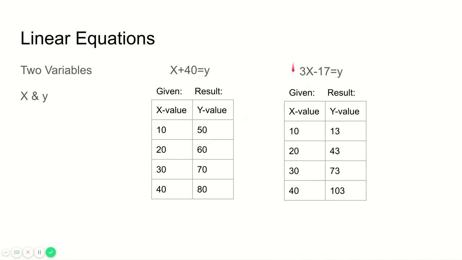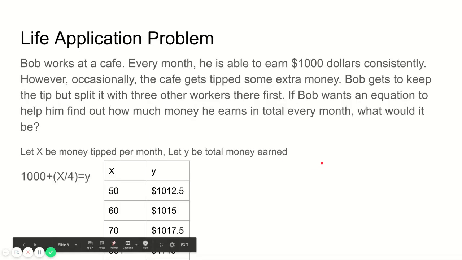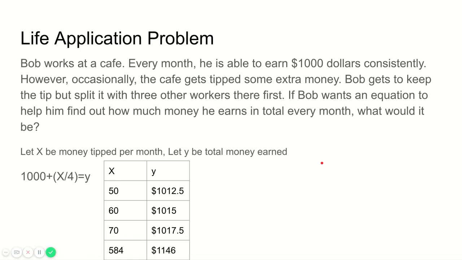And using a bit more complicated equation, you can use 3x minus 17 equals y. However, this can still be applied in the same way, where if you're given an x value of 10, instead, because we have a different equation, we would get a y value of 13, and so on based on the x value. So lastly, we're going to end it with a life application problem.